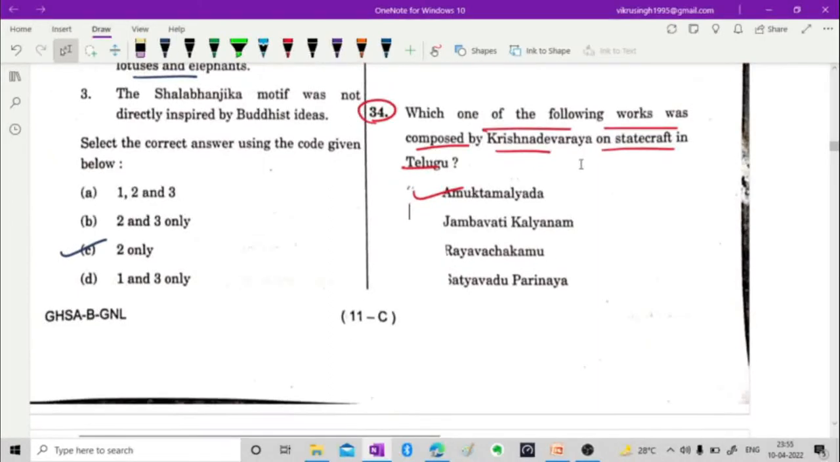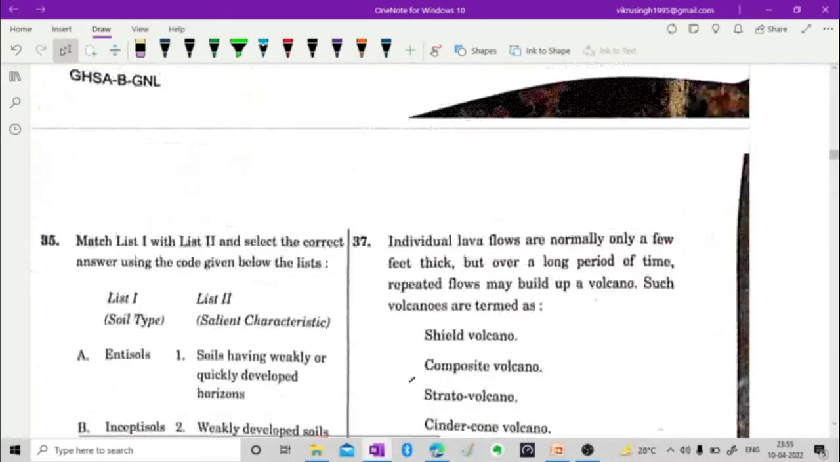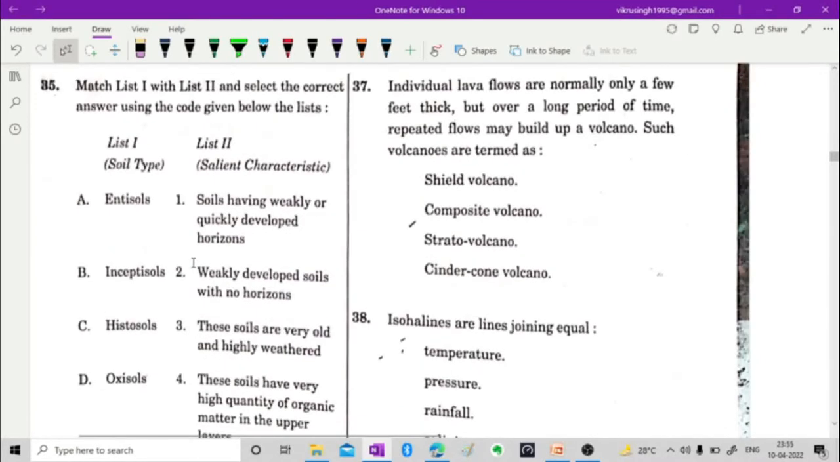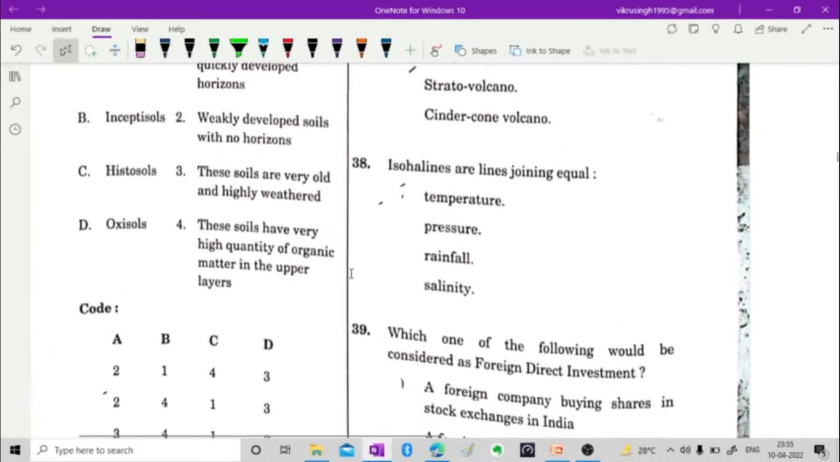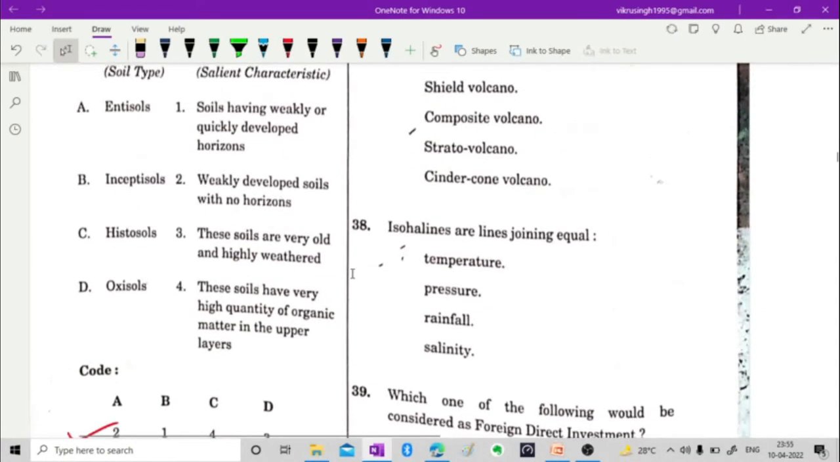So the correct option is this one. Proceeding on to question number 35. It is regarding the soils. Soils ke upar questions hai. So correctly match kijiye. So the correct option is A. Correct option is A.